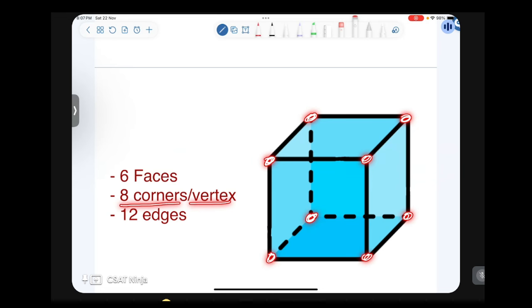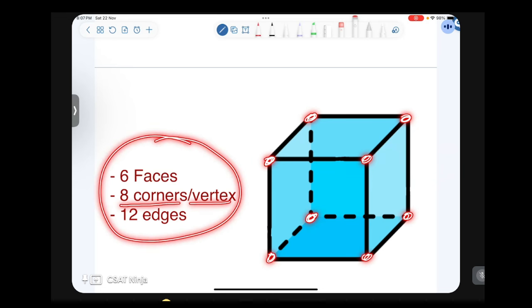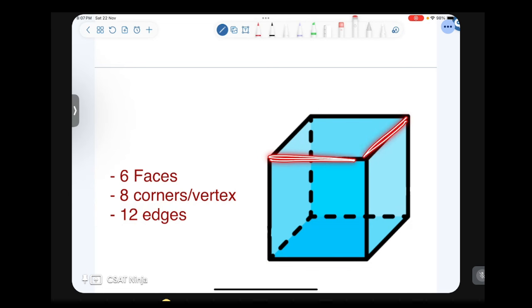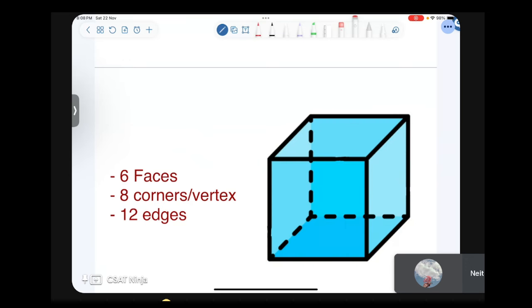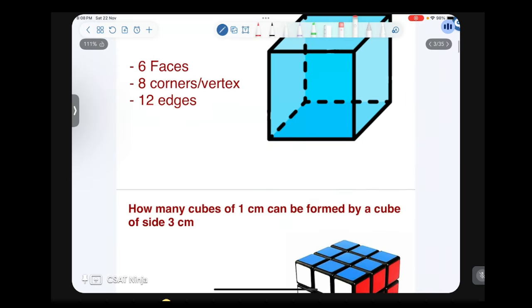Why am I discussing this? Because we will need this when we are applying formulas. There are 12 edges. What do we mean by edge? Edge means this one: one, two, three, four, five, six, seven, eight, 9, 10, 11, and 12. There are 12 edges. So with that in mind, let's discuss something here.